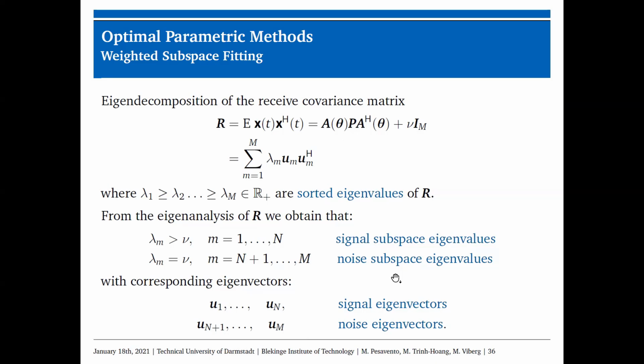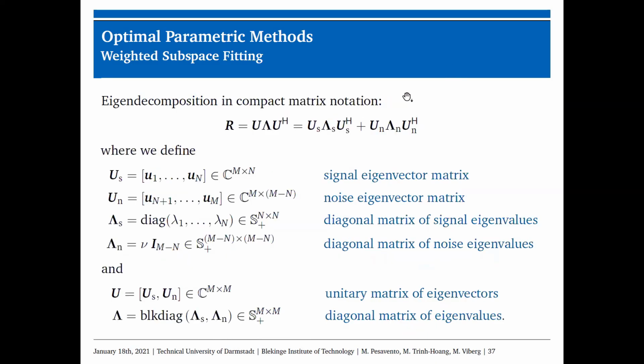The remaining eigenvalues are all larger than nu. We call them the signal subspace eigenvalues. Together, the signal subspace eigenvectors span the same space as the steering matrix A, and the noise eigenvectors corresponding to this eigenvalue are all orthogonal to the steering matrix A. So let us now collect all the signal and noise eigenvalues and the eigenvectors into matrices as shown here.